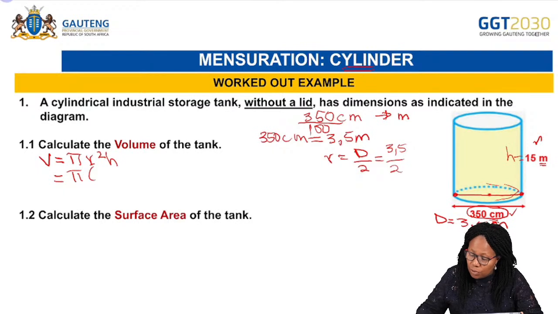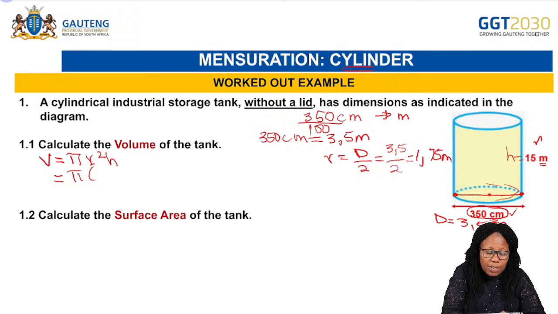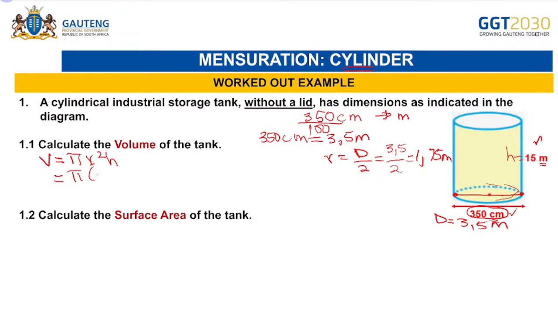3,5 divided by 2 will give us 1,75. So we will be working with 1,75 meters for the radius. Okay, we can now substitute: the radius is 1,75 and this is squared. And then what is our height now? Our height is 15 meters. Everything is now in meters, grade 12.